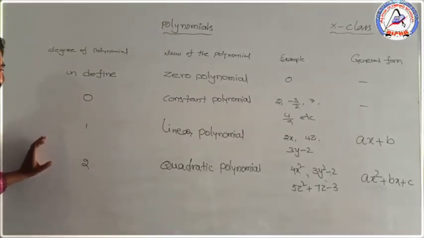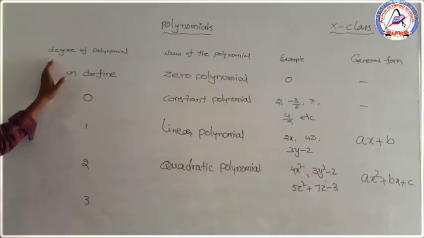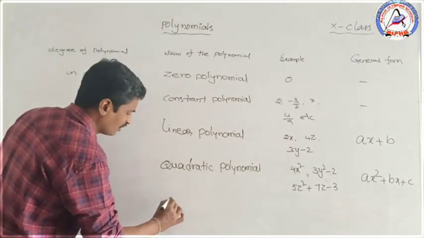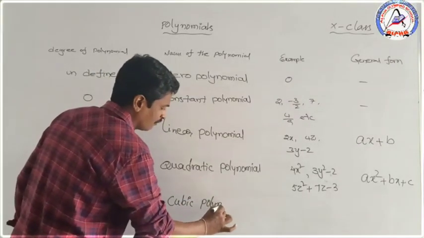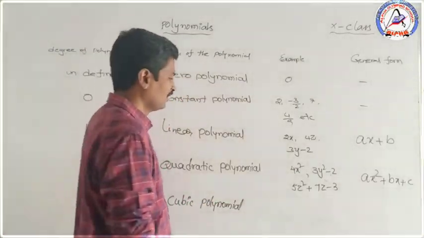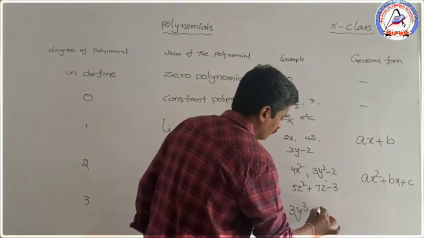Define quadratic polynomial. If a polynomial's degree is 2, then the polynomial is called a quadratic polynomial. Next, if a polynomial's degree is 3, then the polynomial is called a cubic polynomial.